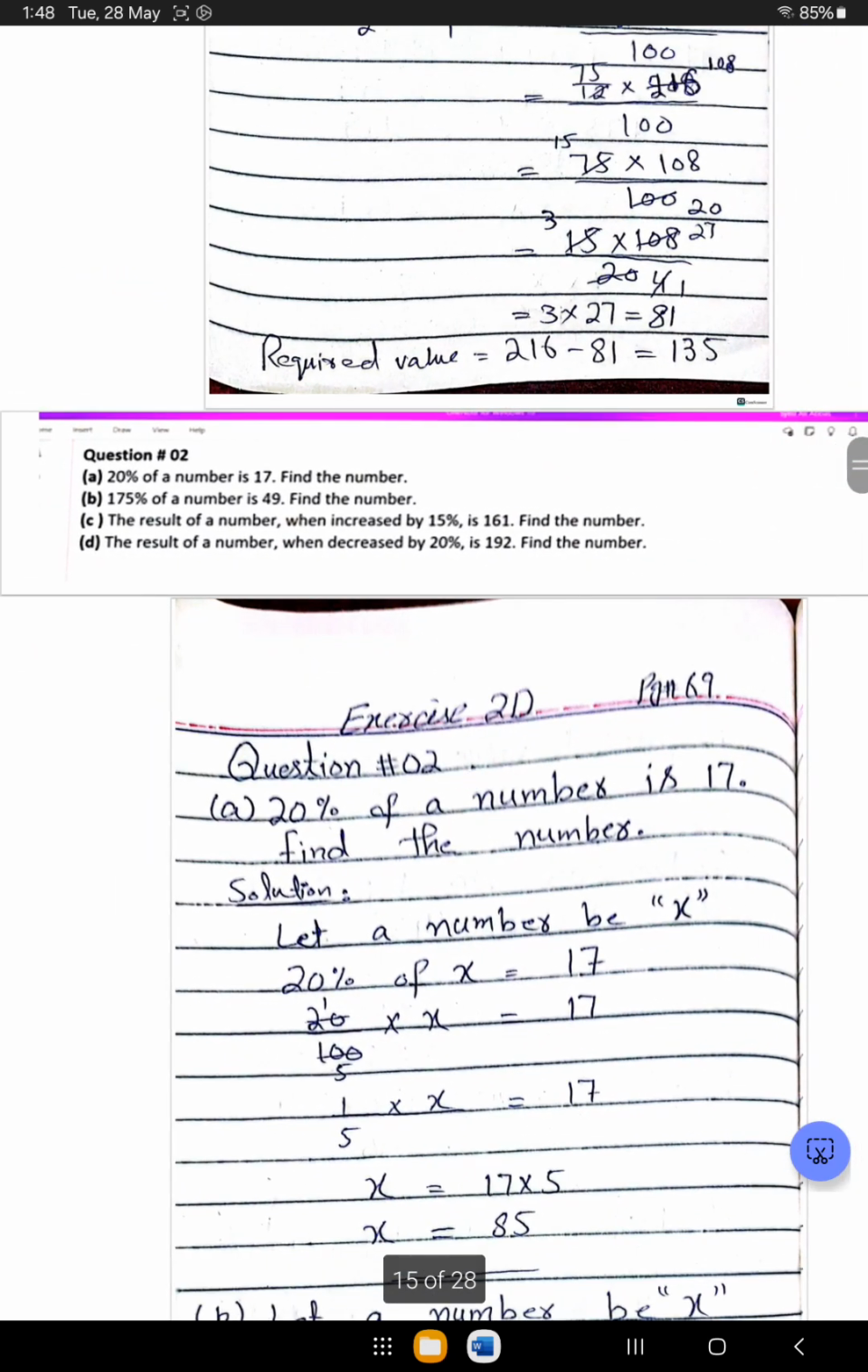Question number 2. Question number 2 is that 20% of a number is 17. Find the number.